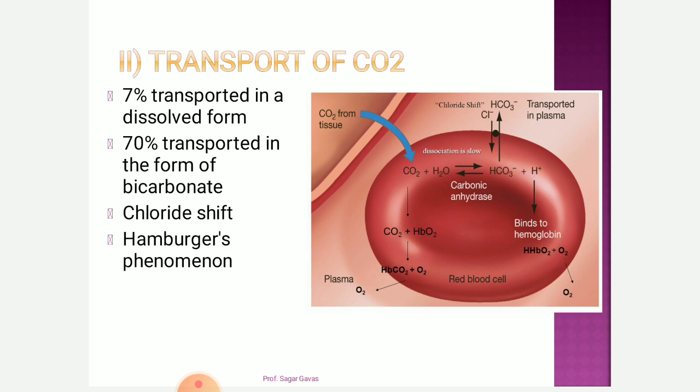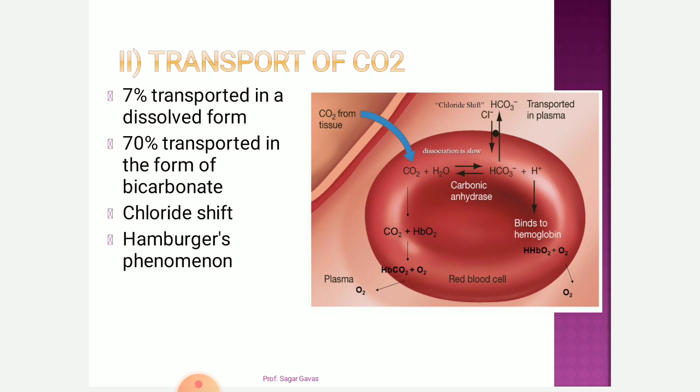Now when it is transported, there is an imbalance inside the RBC. In order to tackle the imbalance, chloride is going to enter inside. That phenomenon is called chloride shift, or it is also called Hamburger's phenomenon.